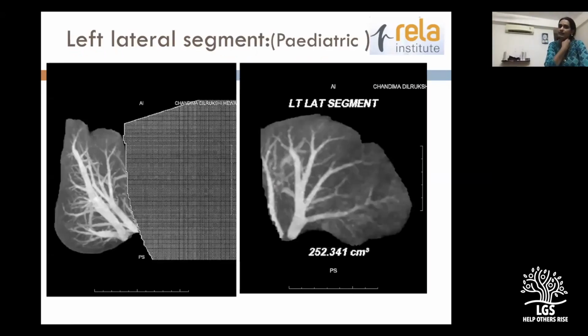Left lateral segment, this is done in a pediatric setup. So we cut along the fissure for ligamentum and along the margins of segment 2 and 3. In this case, it is 252 cc. And sometimes this itself may be too much for a small infant, and they may need to even cut this down on table.